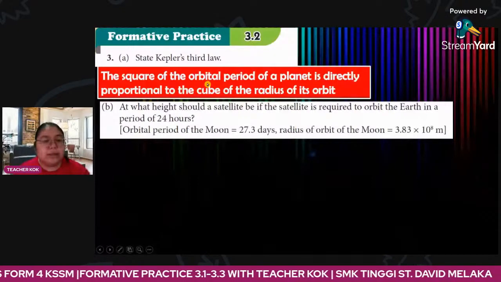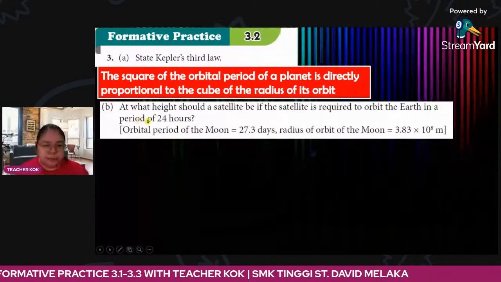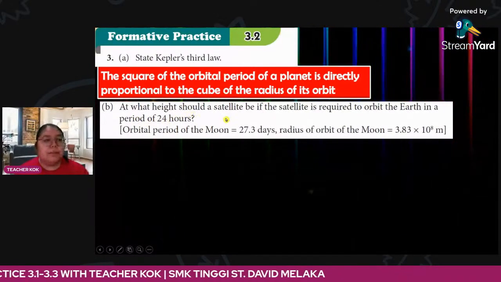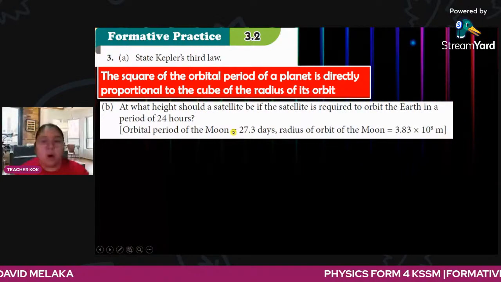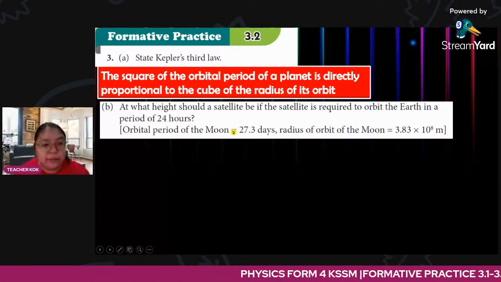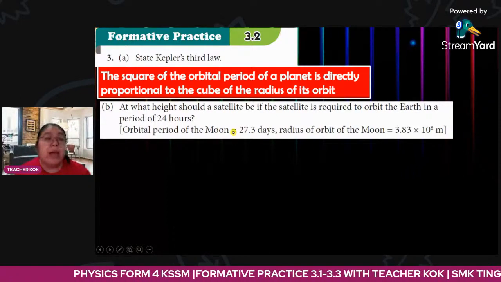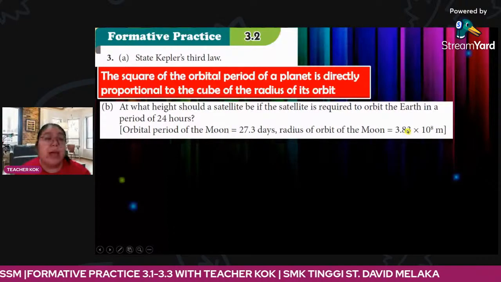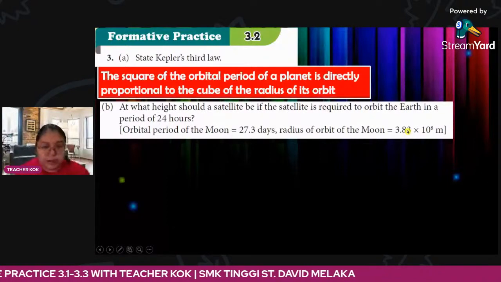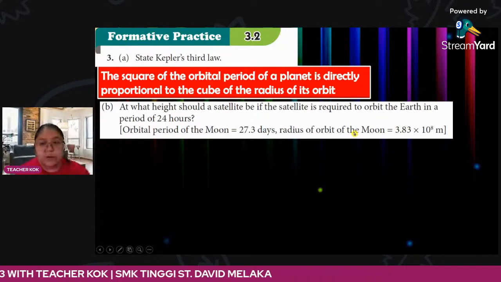Now we are going to see this part, B. B is a height. What is the height? It should be for satellite B, if the satellite is required to orbit the Earth in 24 hours. So they ask you what H is. Remember the H. The radius of the moon's orbit is 3.83. This one is the Earth, this one is the moon. Then after that, they told you the period of the moon is 27.3 days.